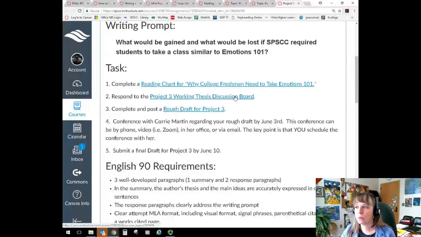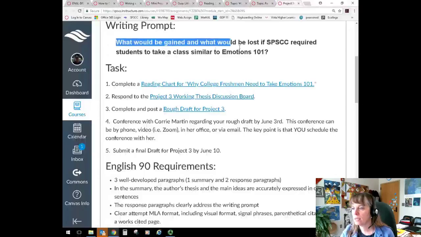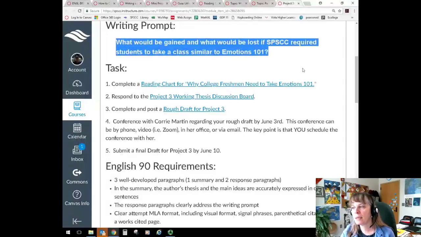So however you respond to this prompt, what would be gained and what would be lost if SPSCC required students to take a class similar to Emotions 101. That gain and the loss is the piece that we're going to ask for you to respond to, and you will need to have both. So in other words, what are the benefits of this? And then what are kind of the negative things that might happen if SPSCC does that? So that's going to be the prompt that you're going to write to.